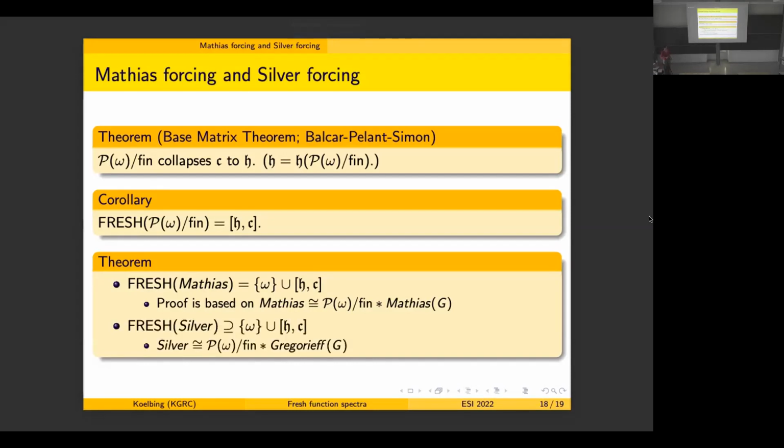Similarly for Silver forcing, it is equivalent to P omega mod finite followed by Grigorieff forcing with respect to a filter. So we get again the interval and omega, but here we don't know if anything in between is also in the fresh function spectrum, because we don't know if Grigorieff forcing adds something above omega to the fresh function spectrum. So these two are examples of tree forcings which have more in the fresh function spectrum than just omega. Many tree forcings have just omega, but some tree forcings have also more cardinals.